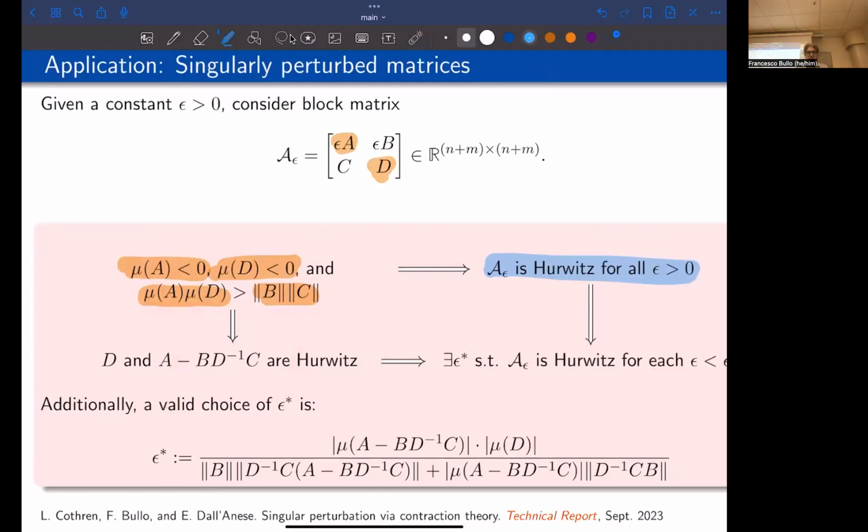All right, that's fine. This first row here is not singular perturbation. This is just a direct application of the theorem that we have seen to a block matrix.